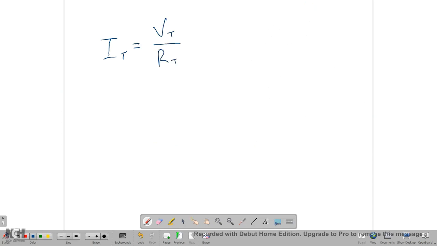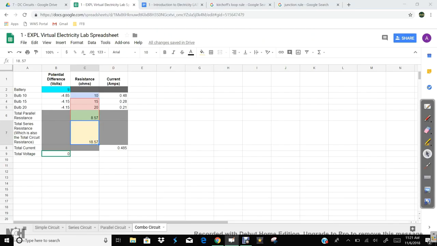This is an equation that you're going to see quite a bit. We call this Ohm's law, and we will talk about this in detail later. But essentially, you may have seen this equation like this, V equals IR. Okay, so we can rearrange that obviously for each of those variables, but this is Ohm's law right here, so that's what we just did. We get this number here, the 0.485.